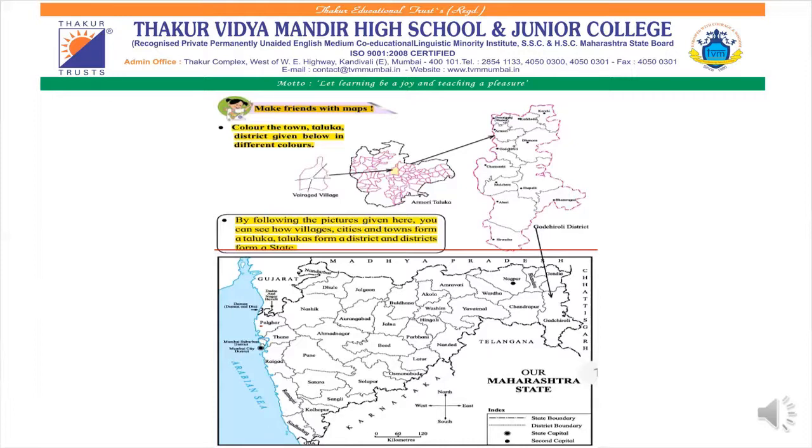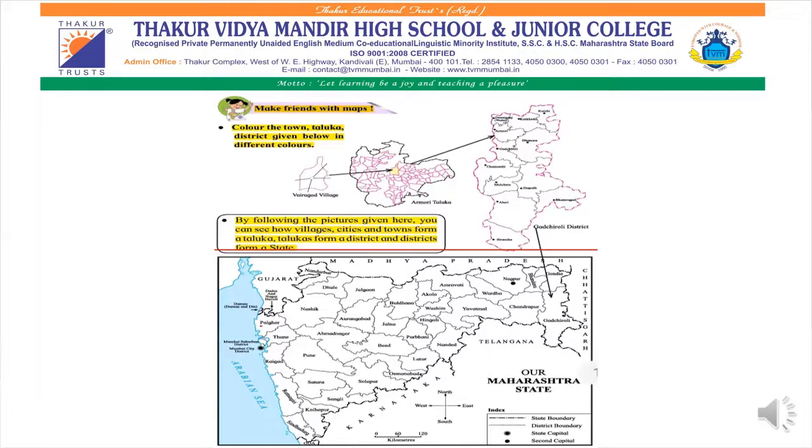So, we'll go upward. In Gadchiroli, there are so many talukas. From that, we have taken Amori taluka. And in Amori taluka, one small village called Vairagad. So, after reading the map, we come to know about smaller to bigger: so many villages, one taluka. So many talukas form one district, and so many districts form one state.